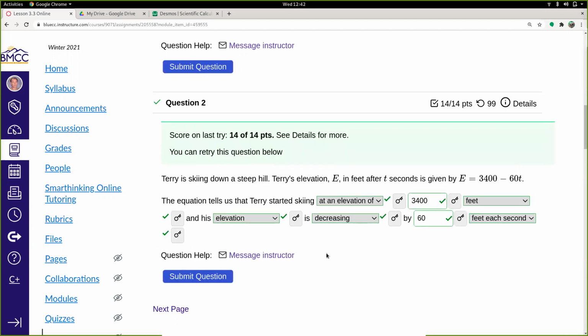All right, mine would just be like, in place of 60, it would be the 40. If that's your slope, yes. Yes, because it's 3,700 minus 40t. So the number times t has to be the slope. Okay, thank you.